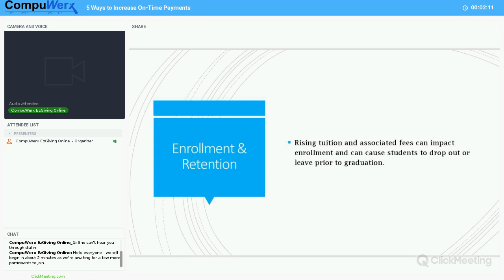Another challenge is enrollment and retention. With rising tuition costs and the associated fees that come with higher education, obviously that can impact enrollment if students have difficulty with making their tuition payments on time, and can cause students to drop out or leave prior to graduation. So we're going to provide some ideas on how to work with students that have challenges in making their tuition payments to maximize enrollment and retention of current students so that they can meet their degrees.